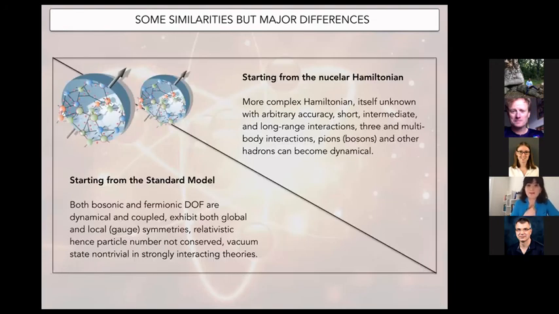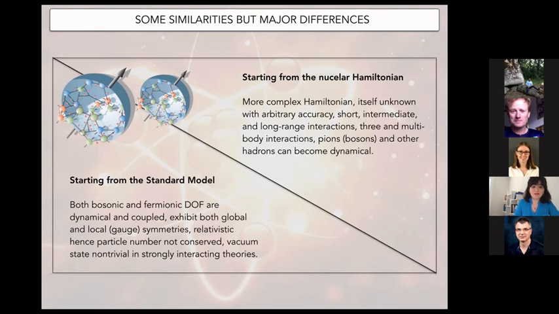So if you start from this path of going from nucleonic degrees of freedom and simulating the nuclear Hamiltonian, now we are dealing with a more complex Hamiltonian compared to an electronic system. The Hamiltonian itself probably is not known with arbitrary accuracy and precision. There are short, intermediate, and long-range interactions. There are three- and multi-body interactions in dense systems. And at higher energies, you have to think about pions and other hadrons that can become dynamical, so we have to account for them in the simulation.